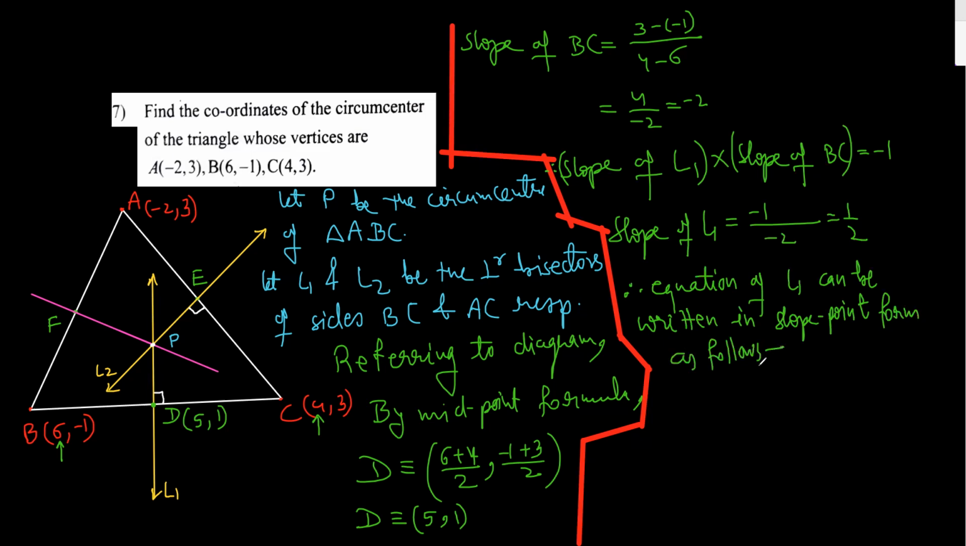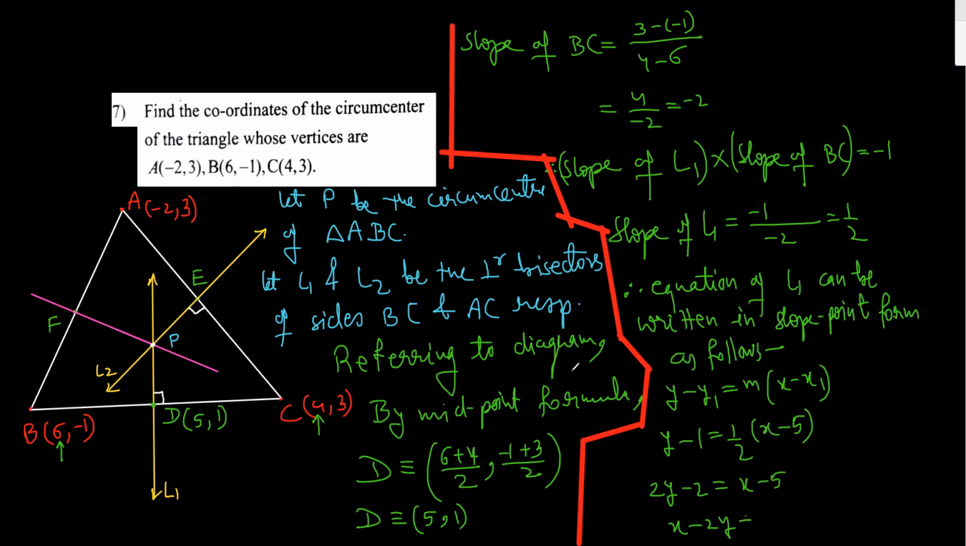See, what will that be? y minus y1 equals m into x minus x1. So that is y minus y1. What is y1? 1, equals m, that is 1 by 2, into x minus x1. What is x1? 5. Now multiply this 2 here. So 2y minus 2 equals x minus 5. Take 2y here. Minus this 2y will come here. So x minus 2y. Okay, take minus 5 on the other side. So this will become plus. Okay, x minus 2y equals 3.